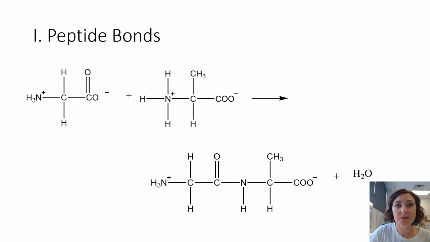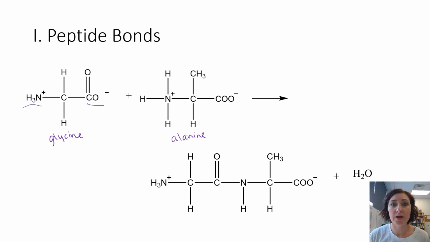All right, so let's take a look at what this looks like. Here we have the amino acid glycine, and the second amino acid is alanine. As we talked about before, even amino acids can have an N terminal and a C terminal, but usually we reserve this for a longer chain of amino acids or a protein.